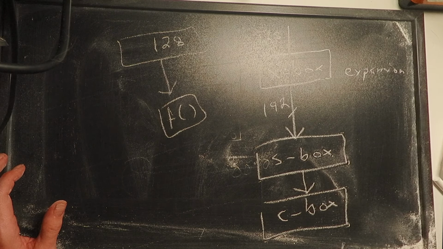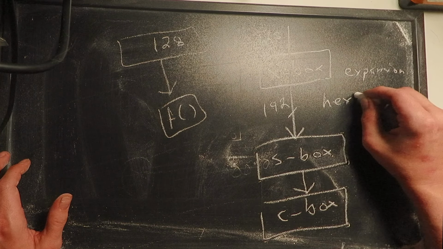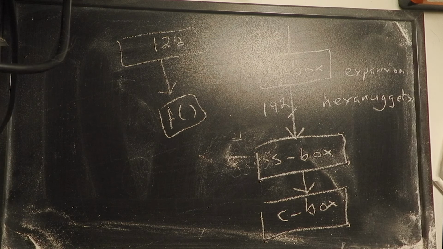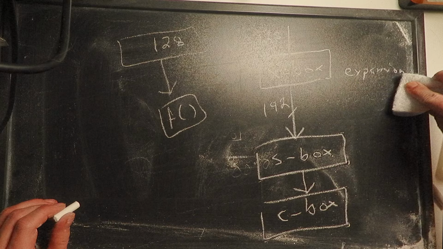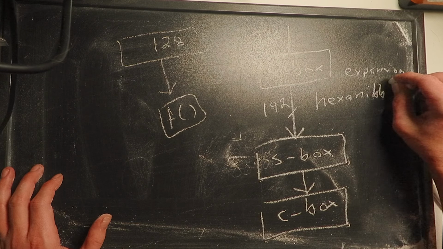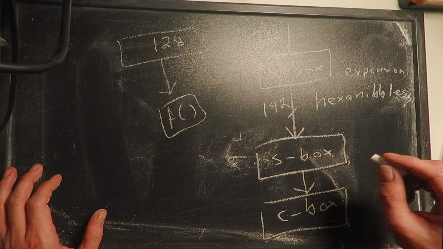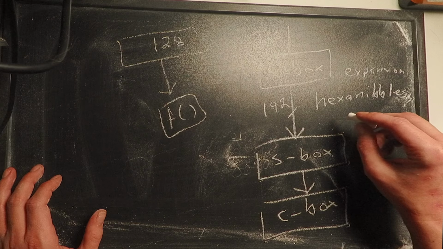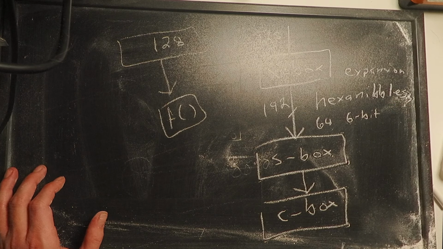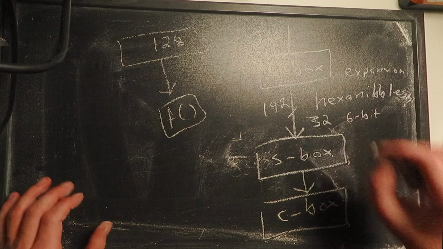Then we split these 192 bits up in something I call hexanuggets. Or maybe not. Let's call them hexanibbles. So we divide these up into, let's see how many there are. It'll be 64 6-bits. Am I counting this right? No, 32. So 32 groups of 6 bits each.